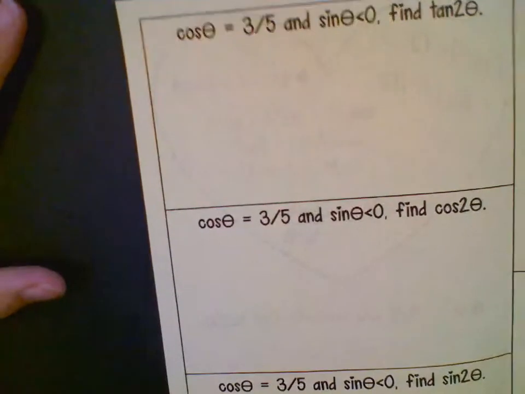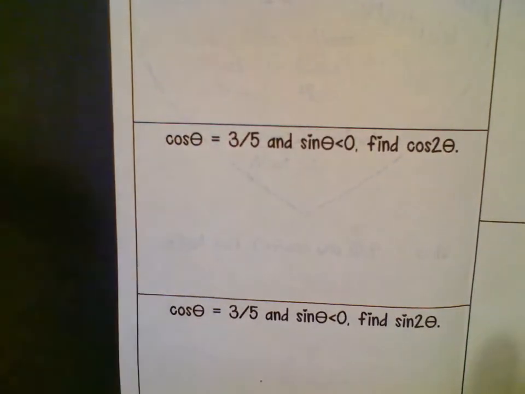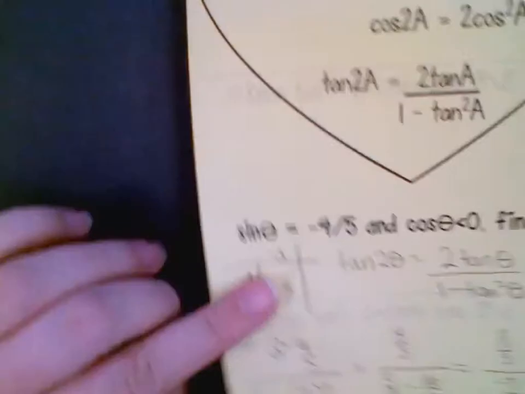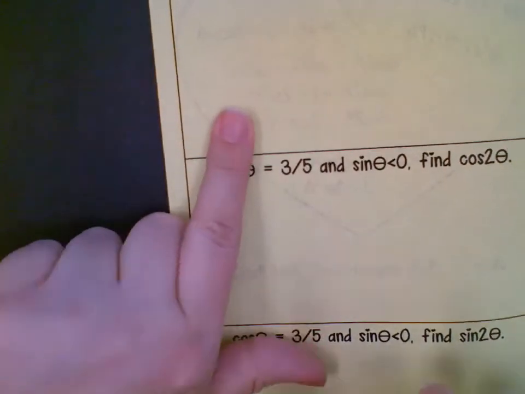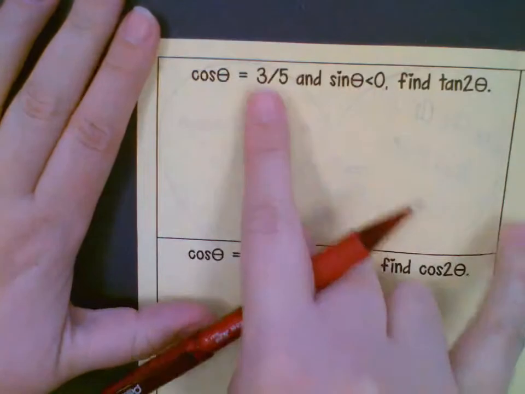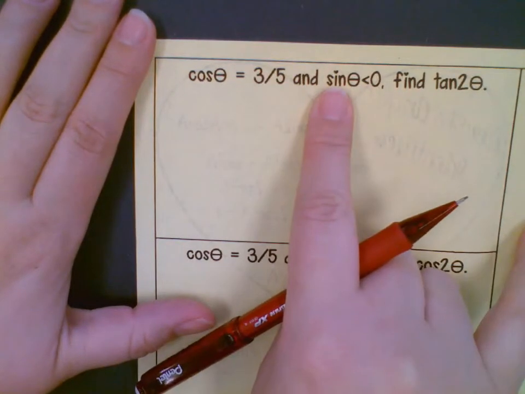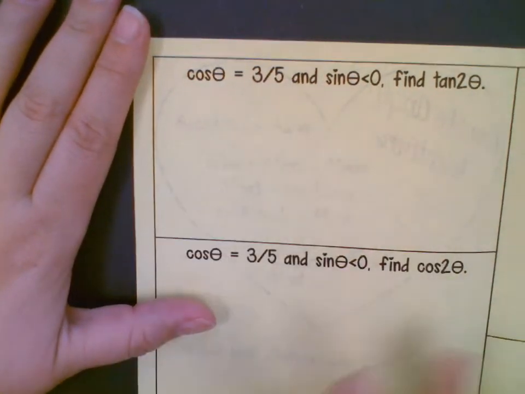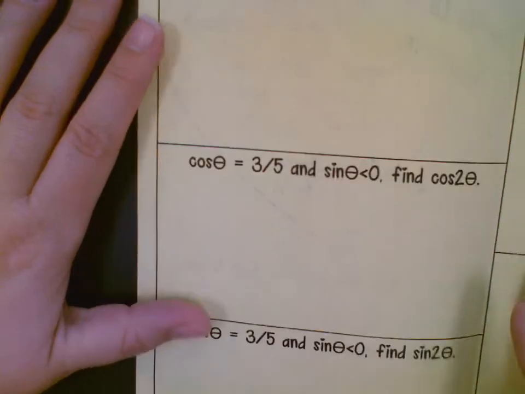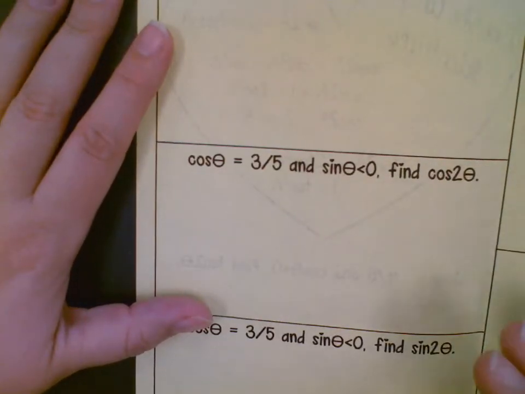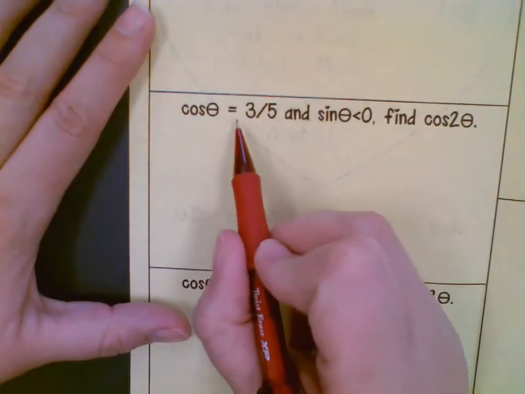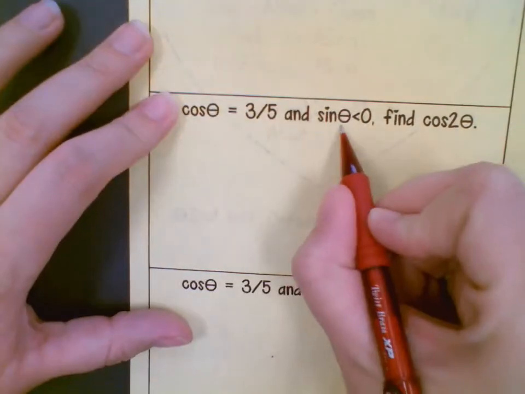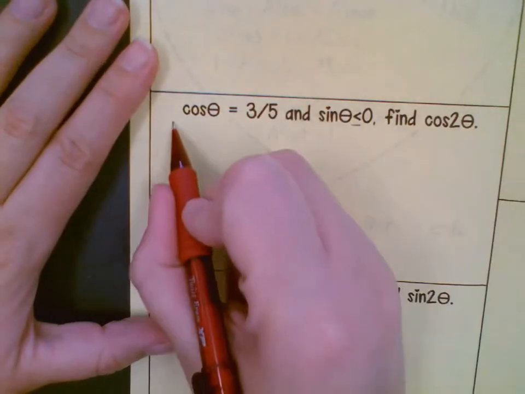Okay, let's try some more examples. These three are pretty much just like what we did right here, and they're all using the same given information, like cosine is 3/5 and sine is less than 0. So our picture is going to look the same. Let's try the cosine one first, and then you can go back and try the other ones. If we draw a picture, they told us that cosine is positive and sine is negative, so we would be in quadrant 4.